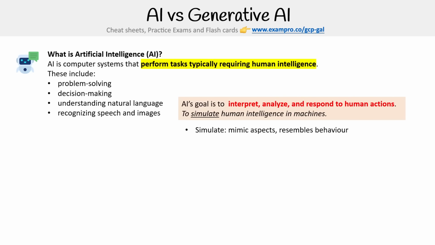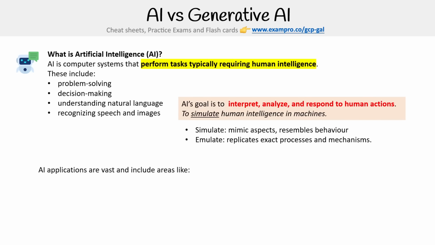When we use the word simulate, we're talking about mimicking aspects, resembling behaviors. But what we're not talking about is emulation, which is replicating exact processes and mechanisms. That's if you created literally a virtual human brain. That's what emulation would be.